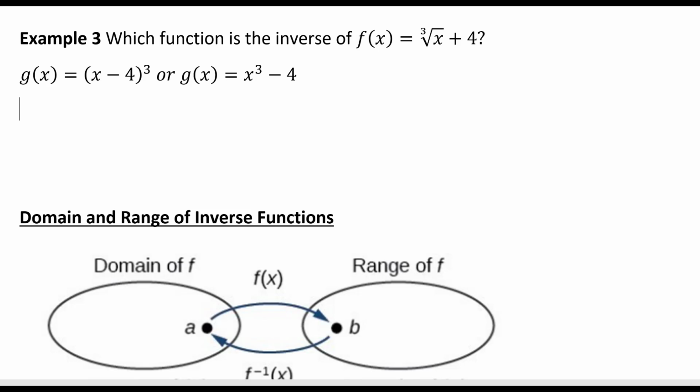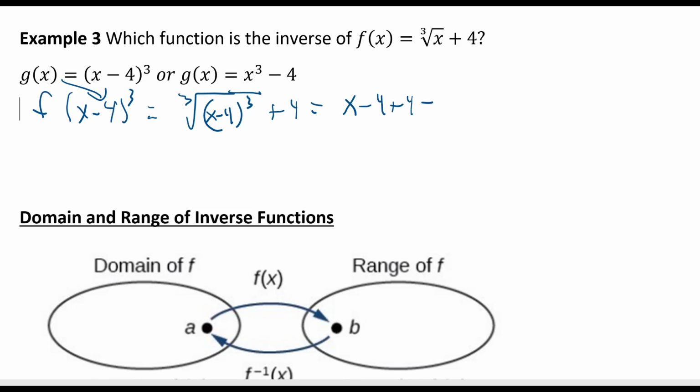So let's see what we can try. So if I did f of the first one, x minus 4 cubed, so I'm doing this first one here, then it's going to be the cube root of x minus 4 cubed plus 4. So the cube root and the cube cancel, so we have x minus 4 plus 4. So we get x, not 0. And that works.